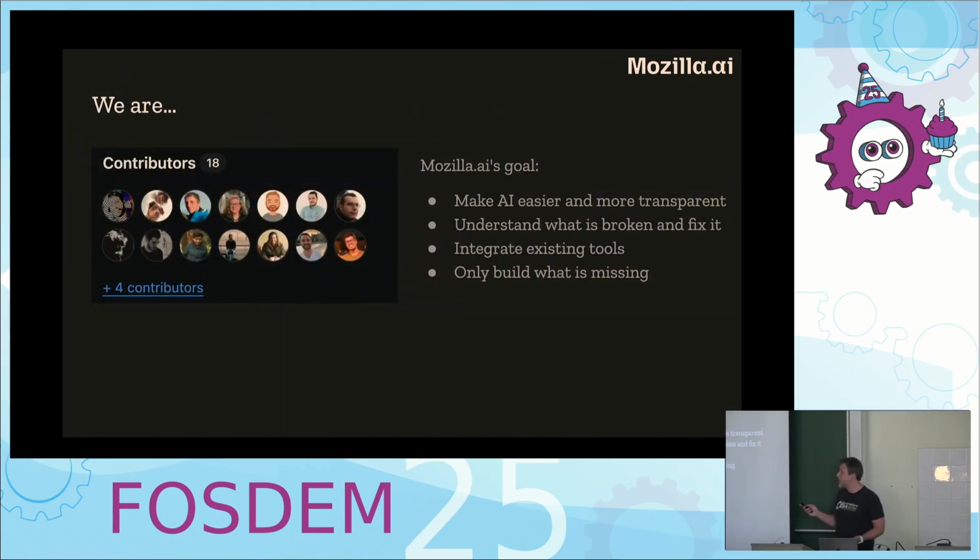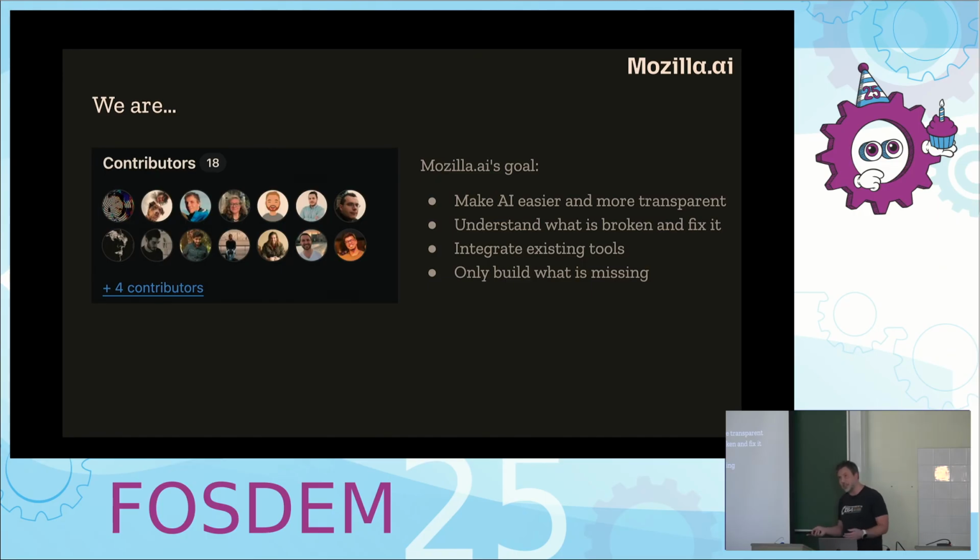So we're a lot of people. Right now, the actual contributors are just a dozen. It's great that we already have some who are not in our team. We would like to make AI in general easier and more transparent, understand what is broken and possibly fix it. We are striving to also contribute back to the projects that we are using. Also trying to avoid reinventing the wheel, so integrating existing tools when they are available. And finally, only building what is missing.